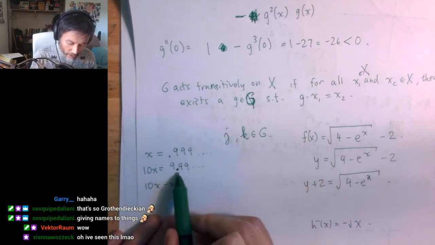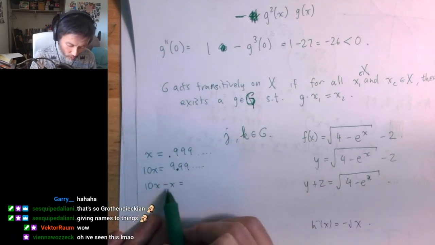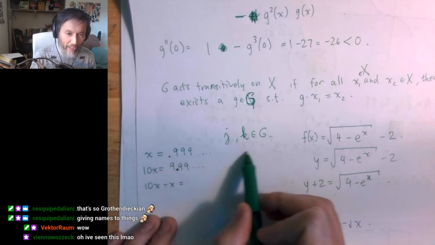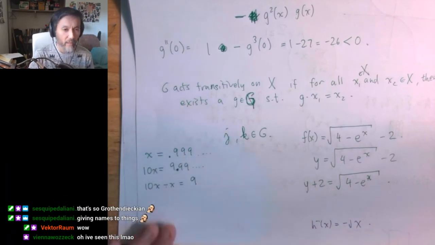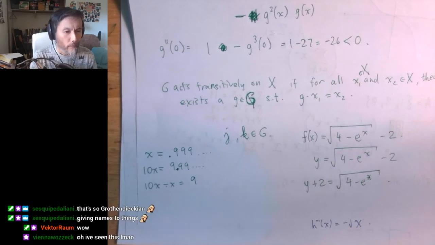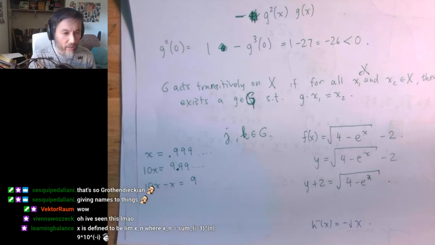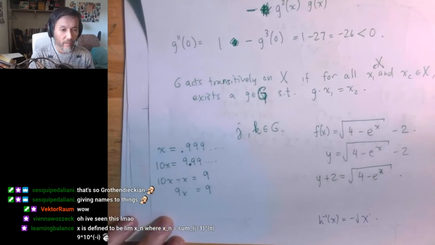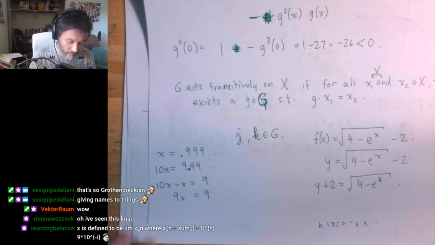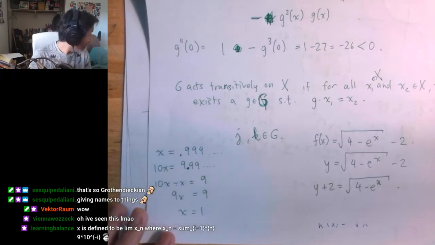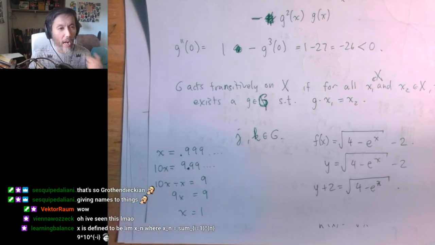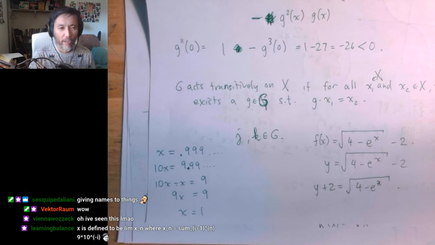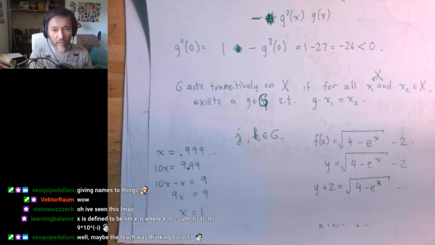Well, if we have 9.99999999 and we subtract off 0.99999999, what do we get? We get 9. On the other hand, what's 10x minus x? It's 9x. And so what's x? It's 1. Told you. I'm right. Your math teacher is wrong. You should tell that to his or her face tomorrow.